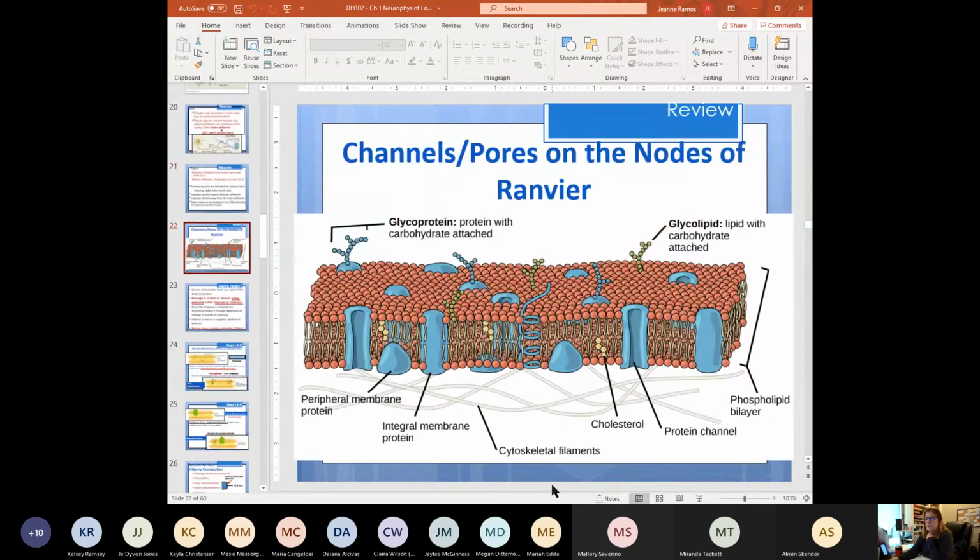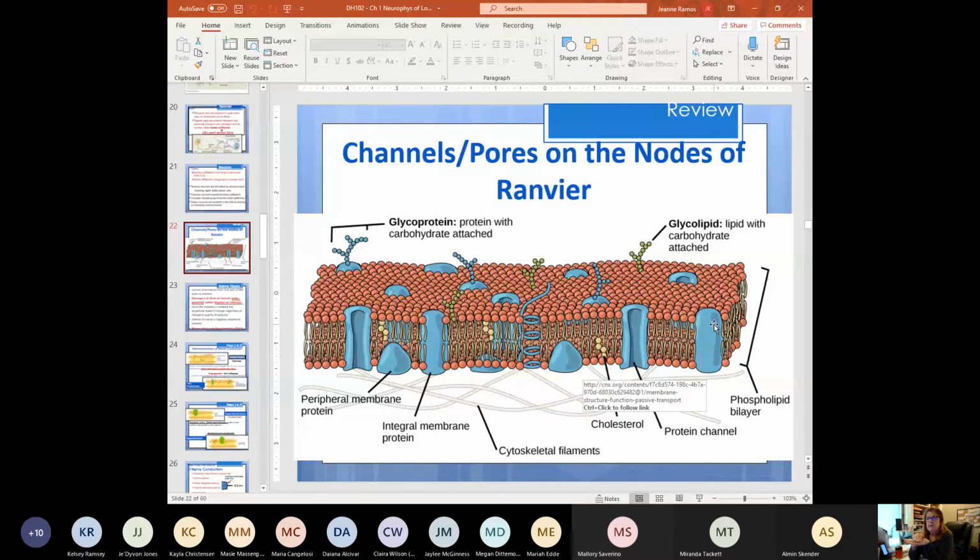All right, so now we're going to talk about the nodes of Ranvier. These are channels. If you just took the outer skin, I should call it by its name, the membrane of that blank space in between two hot dogs, or Schwann cells, that's the node of Ranvier, where, like I said, the anesthetic takes effect.